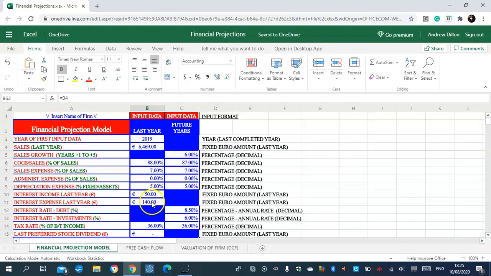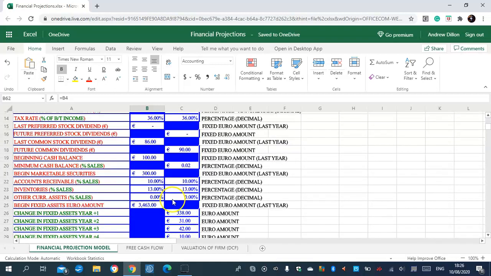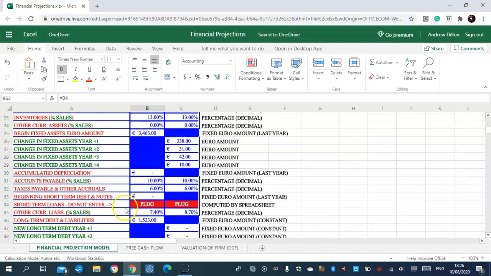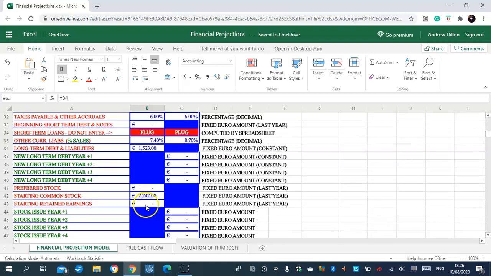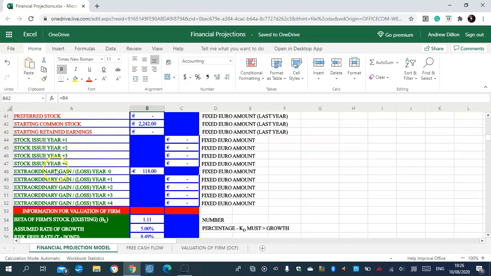The percentages in euros, owned by interest expense and incomes, and the rates. Inventories, potential sales, current assets, fixed assets, long-term debts and current liabilities, and short-term loans. Stock issues showing there again, and loss through the years.